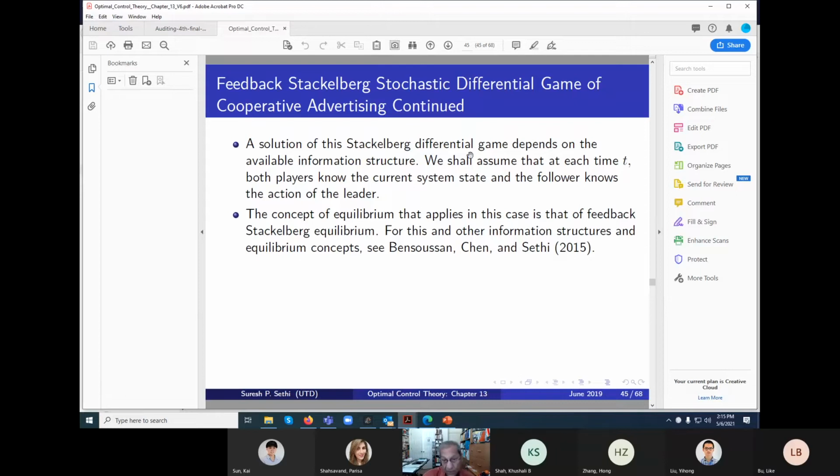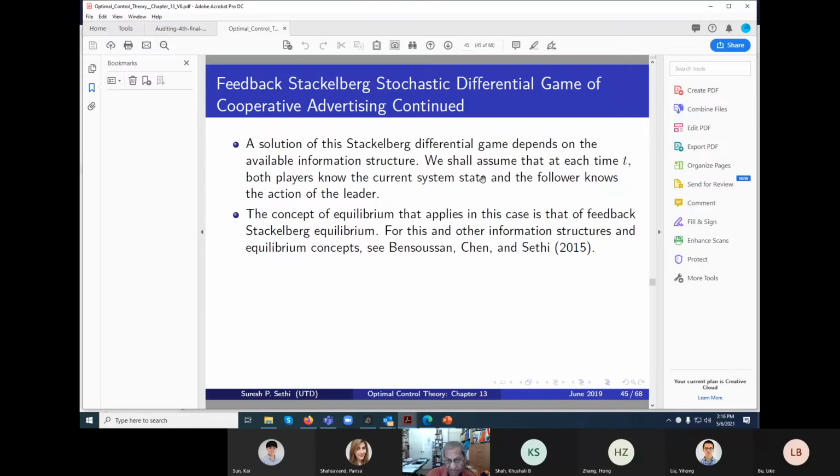Okay. So at each time, both players know the current system state, which is market share, and the follower knows the action of the leader. So what I'm trying to say here is the following. The follower, which is the retailer here, knows the subsidy rate at that time t, because the subsidy rate is decided by the leader first at each instant, and the other guy follows it by deciding how much to advertise. Notice, his advertising depends on the subsidy rate at time t. Okay, but the manufacturer decides the subsidy rate based on the system state and the reaction function of the other guy.